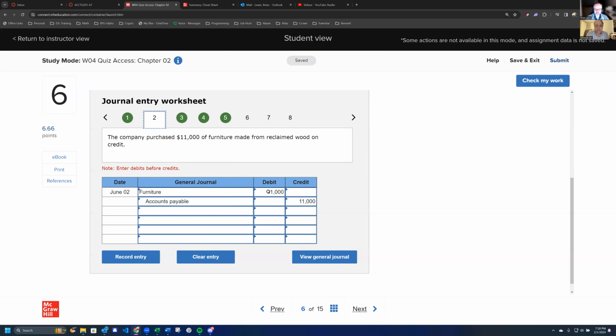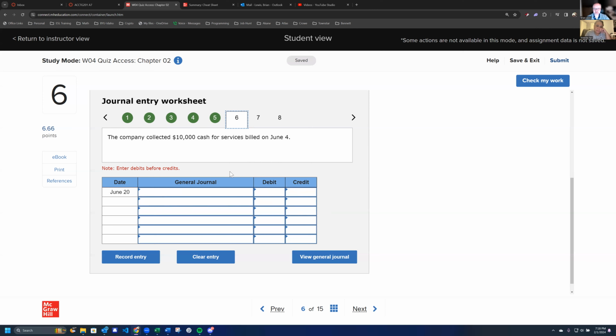The initial purchase would be $11,000 credit, and then the cash payment would be... where'd I go? Sorry, $11,000 credit. I was looking at the wrong one. Right, accounts payable is $11,000 credit, and then when you paid it off, it's switched sides: $11,000 debit. So 11,000 is showing up on both sides and it zeroes out. Yeah, it's balanced and it's zero.